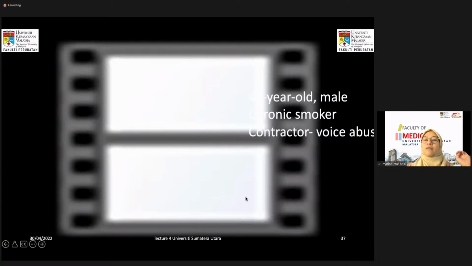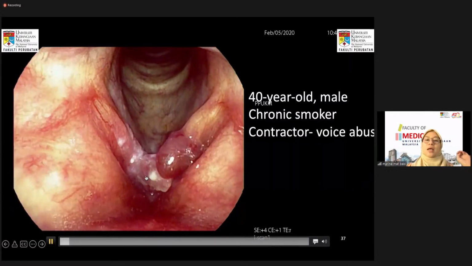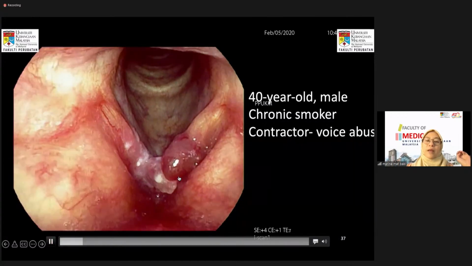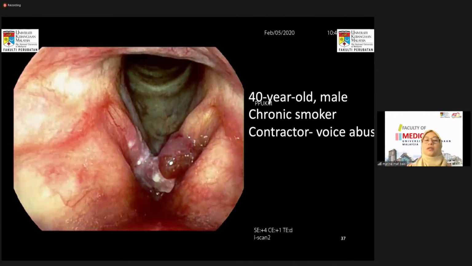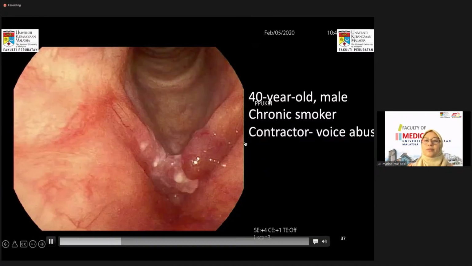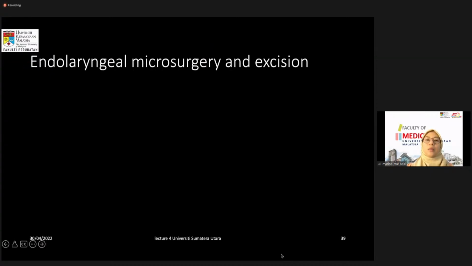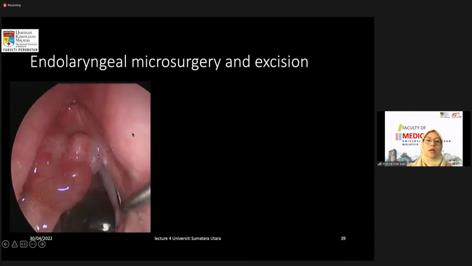Right, so I give an example, a big polyp which would not resolve with medical treatment and you need to do surgery. And this kind of patient, you need to raise a flap. You need to do hydrodissection. This is a 40-year-old man who is a chronic smoker and a contractor. Use voice a lot. Okay, here I'm going to show you the surgery, endolaryngeal microsurgery. This is under direct laryngoscopic view. We are doing endolaryngeal microsurgery.